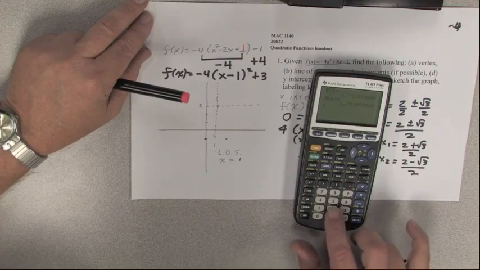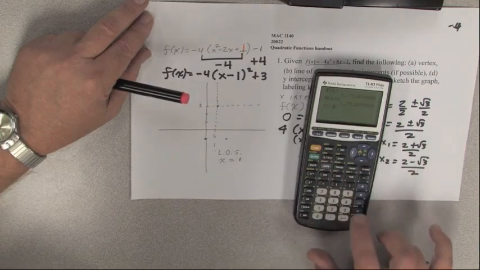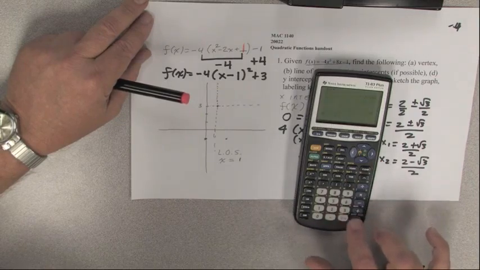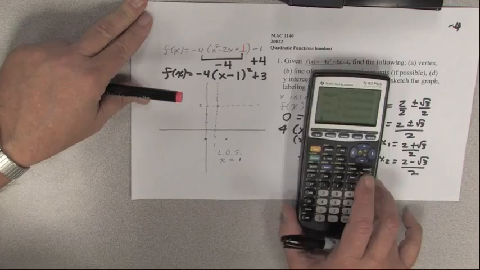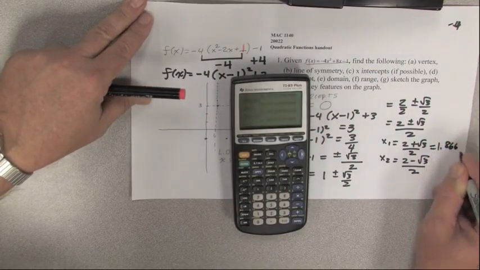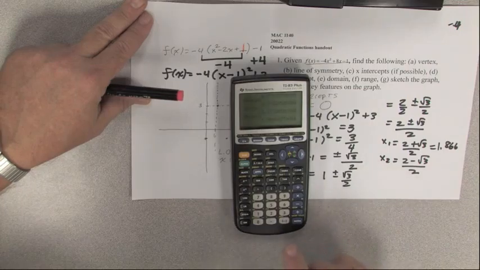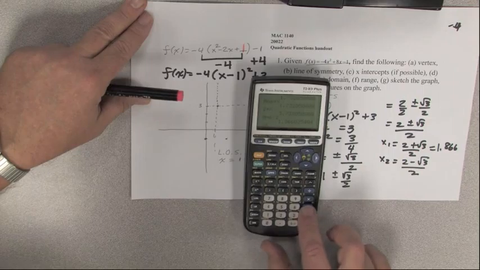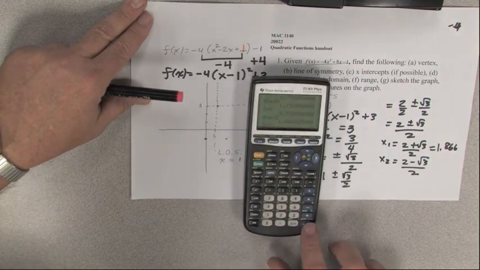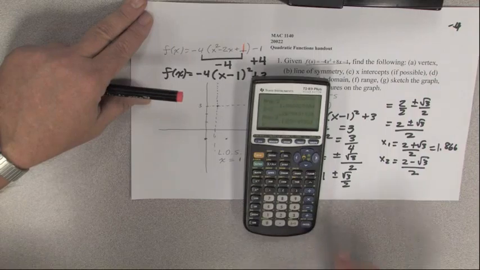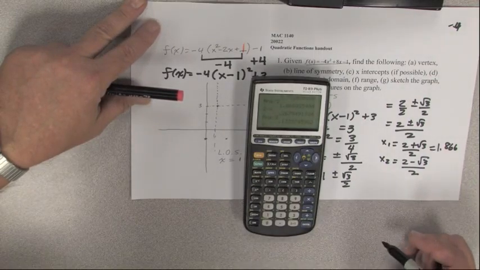So we can write 2 plus X and divide that by 2. The answer is 1.866. Then we can write 2 minus X and divide by 2. So 2 minus X and divide that by 2. 0.13397, or 0.1340.